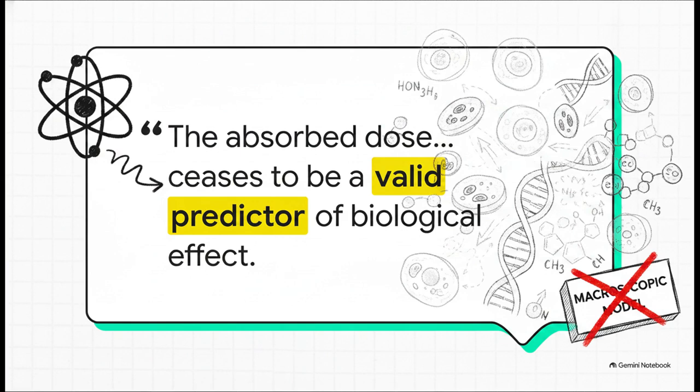So the crucial point the source really wants us to walk away with is this. The gray, the absorbed dose, isn't scientifically fake. It is a perfectly valid physical measurement of energy. However, physics alone cannot predict biological harm without biochemistry. Once we factor in where the energy goes, what chemicals are involved, and exactly how the DNA is targeted, the old macroscopic model simply ceases to be a valid predictor of human health.